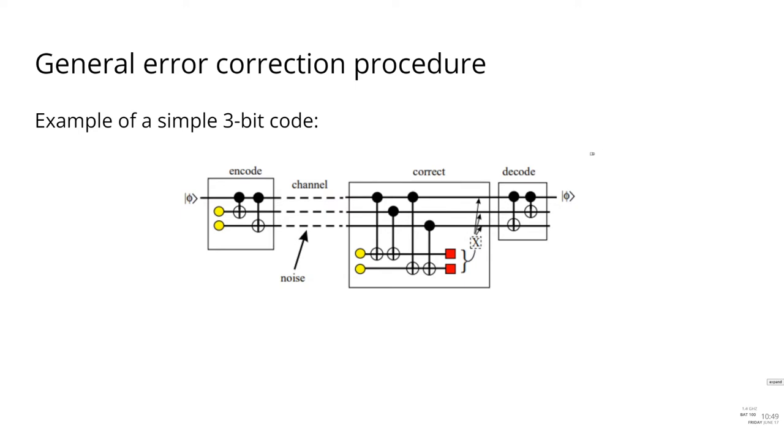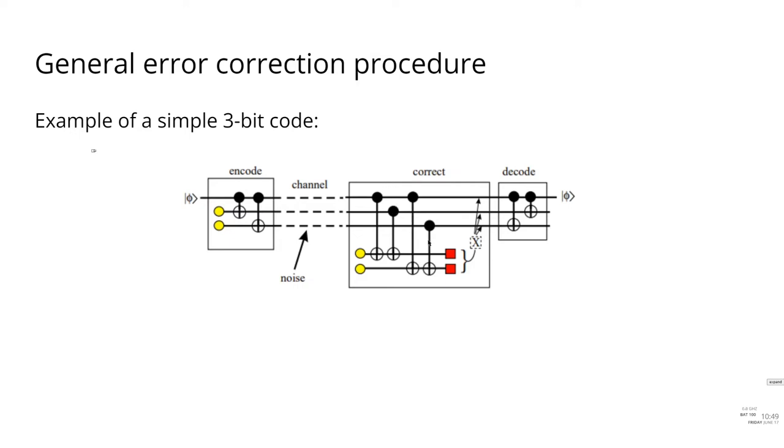Oh, yeah, that's actually a good question. We are only interested in the bit flip here. We don't correct for the phase flip. So there still might be a phase flip, which would make an error in our probability amplitudes.